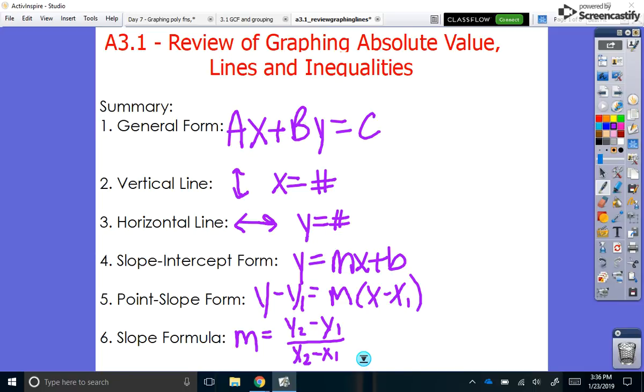memory. One thing about general or standard form, A, B, and C must be integers, which means no fractions, and then A has to be greater than 0. So your leading coefficient cannot be negative.